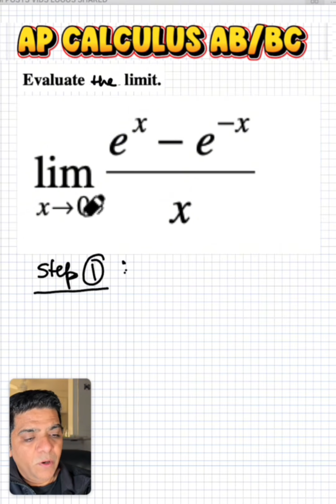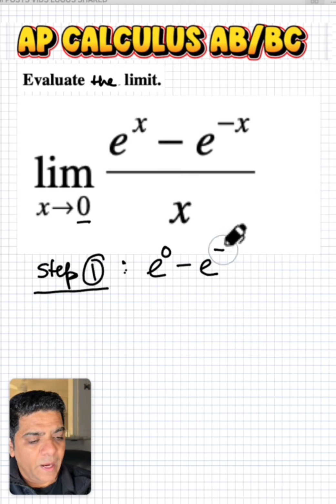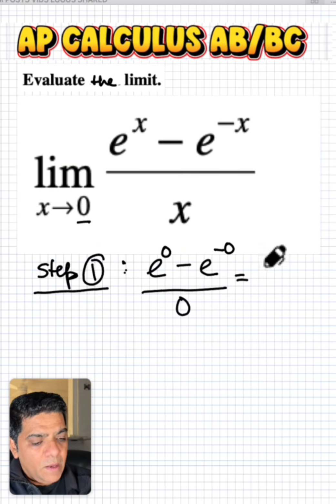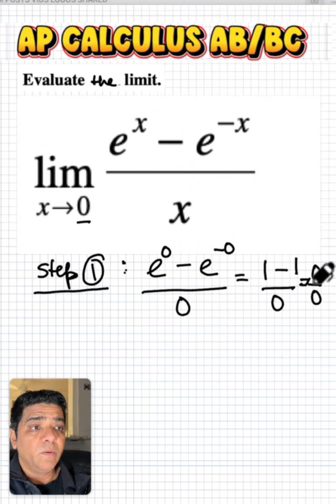Okay, so I'm going to put 0 in place of all the x's here. e to the power of 0 minus e to the power of negative 0, divided by 0. Now e to the power 0 is 1, minus e to the power negative 0, which is 1. So 1 minus 1 divided by 0. It's in the indeterminate form 0 over 0.